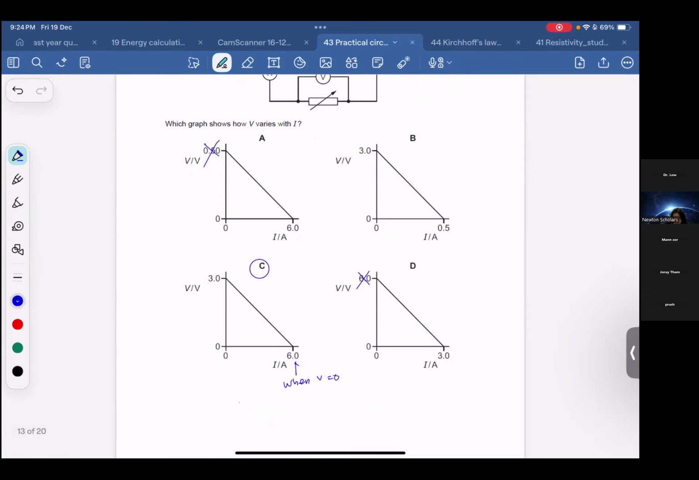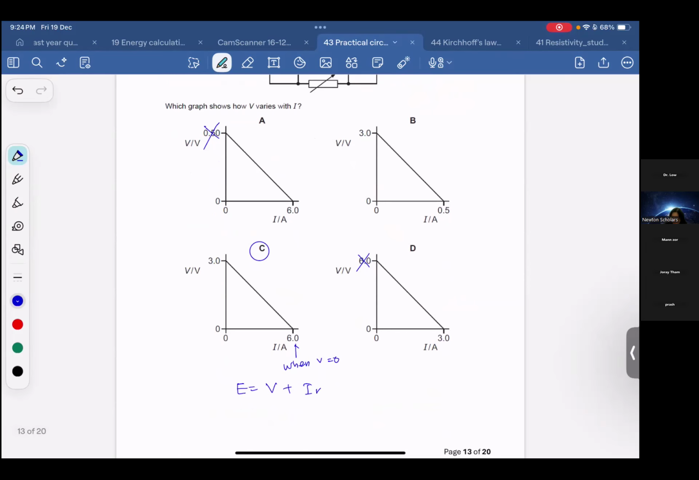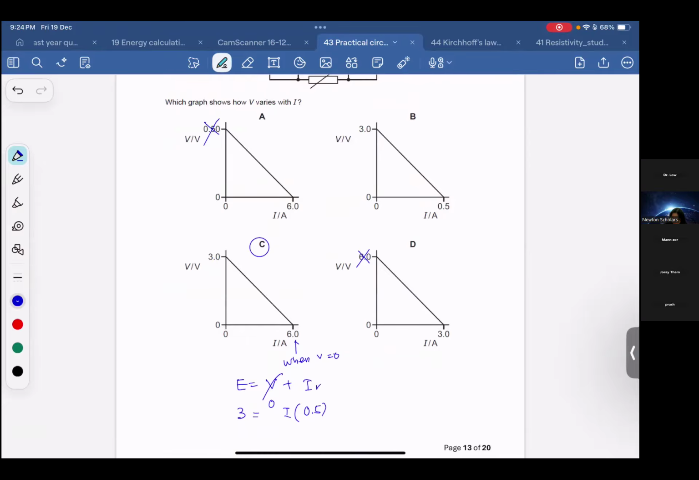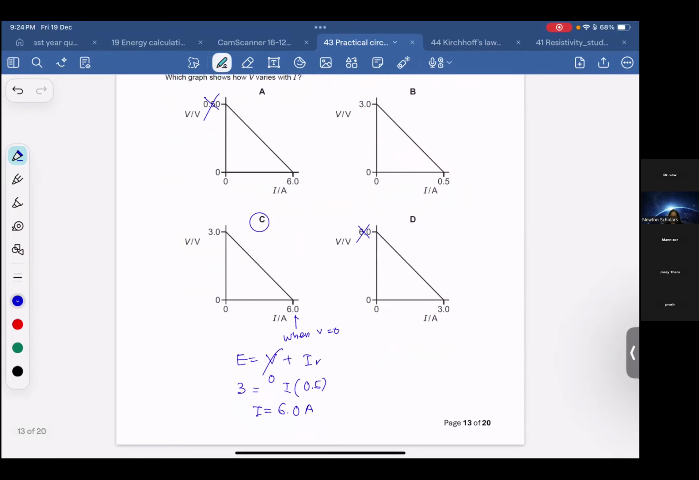Okay, here is when V is 0. So E equals V plus Ir. When V is 0, this one cancels out, becomes 0. Your E is 3. Your current we don't know. Your internal resistance is 0.5. So your current should be 6.0 ampere. So the answer should be C.